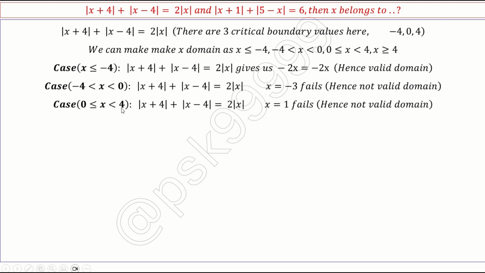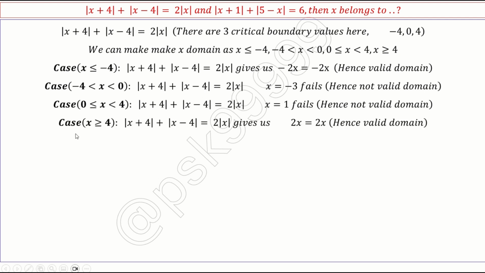Similarly, x between 0 and 4 also, you take 1 or 0 as the value, and this equation doesn't get satisfied. So it's not a valid domain. X greater than 4: this will be positive x plus 4, this will be positive x minus 4, so 2x equals 2x. So this is a valid domain. So my domain from the first equation is x less than or equal to minus 4, or x greater than or equal to 4.